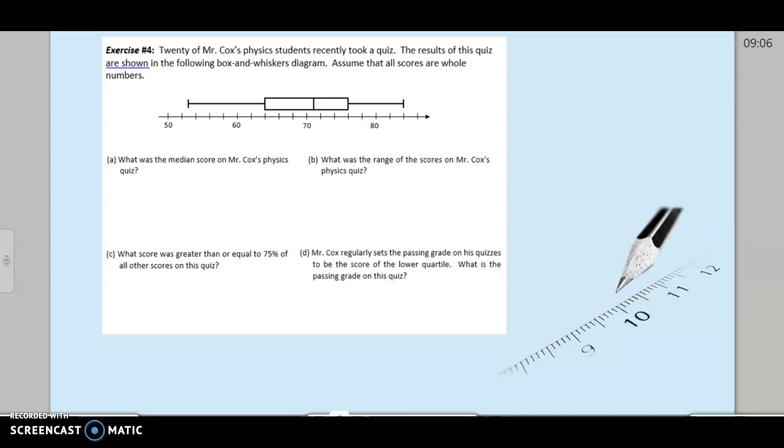The results of his quiz are shown in the box and whisker plot below. Assume that all scores are whole numbers. What was the median score of Mr. Fox's physics quiz? Median, as in the middle, as in Q2. Right here, Q2. And this looks to be going by 2s, but this one's in the middle of 70 and 72, making this 71 for a median.